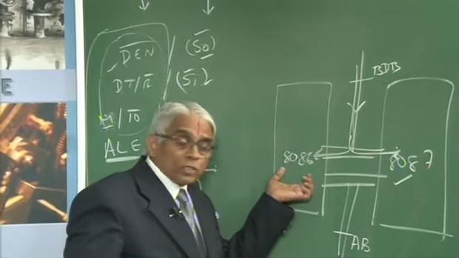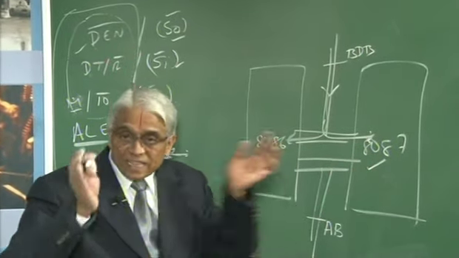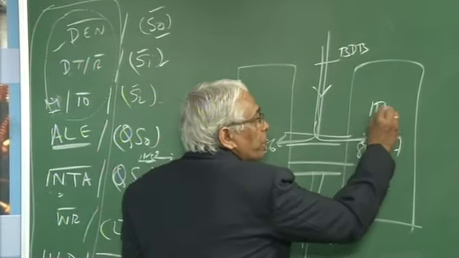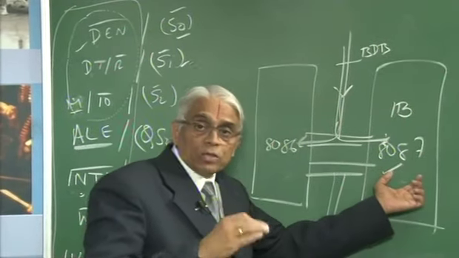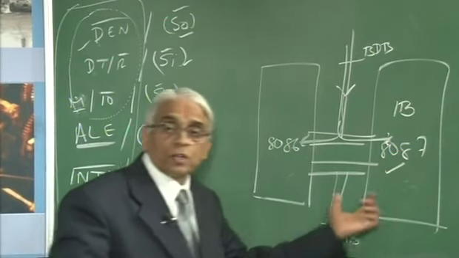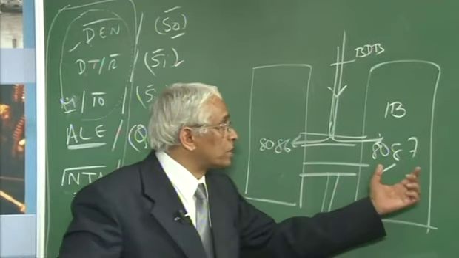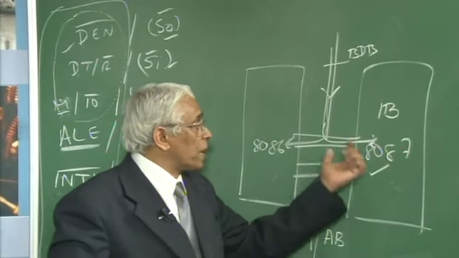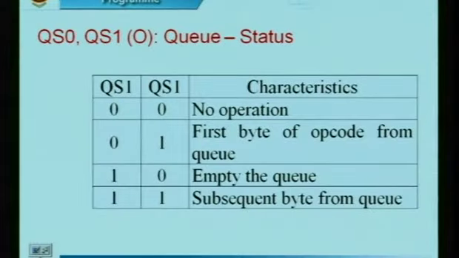The coprocessor also decodes it and finds out whether the code is 1B. If the code is 1B, it knows that that particular instruction is meant for the coprocessor, not for the main processor. To enable it to understand this process, we have the code 1B, and this particular queue status will tell you this is what is happening.